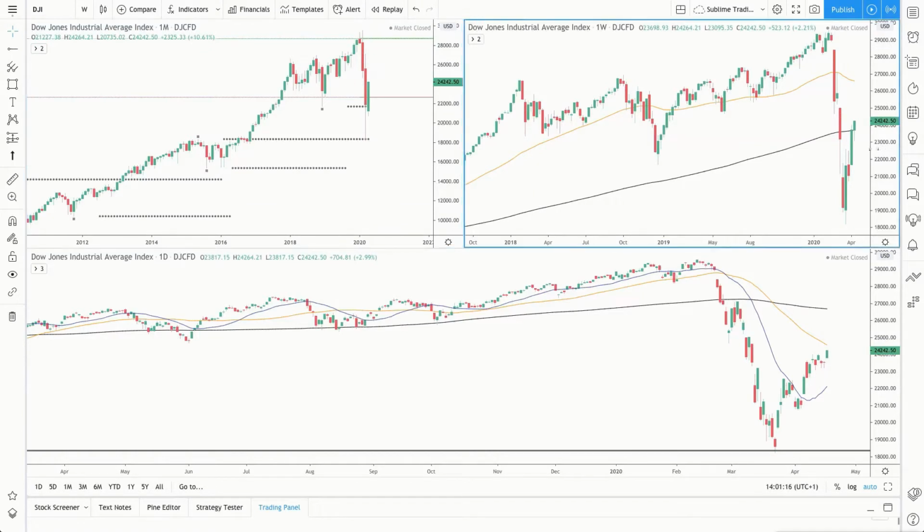Now, the weekly time frame is looking very interesting. Price is now trading above the 200 moving average. So we had a bullish end to the week and price closed convincingly above the 200 moving average. So potentially now we could see strength to the 50 simple moving average.